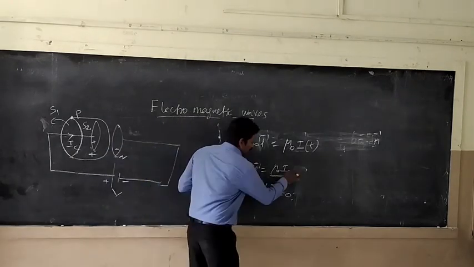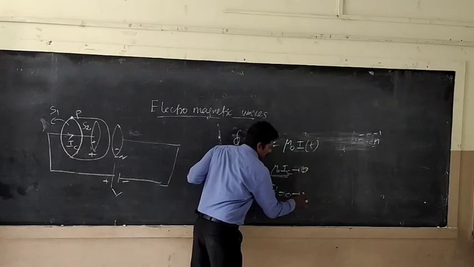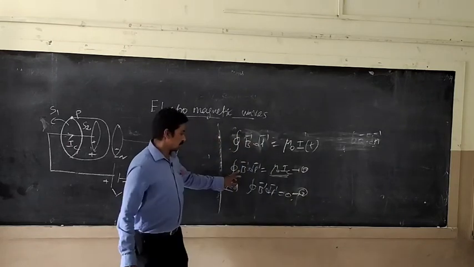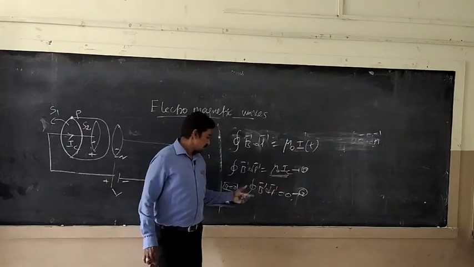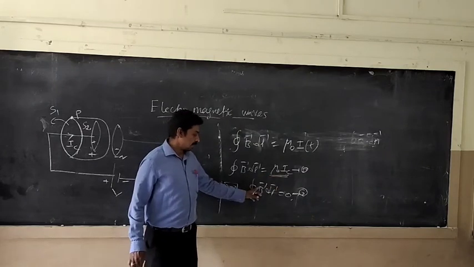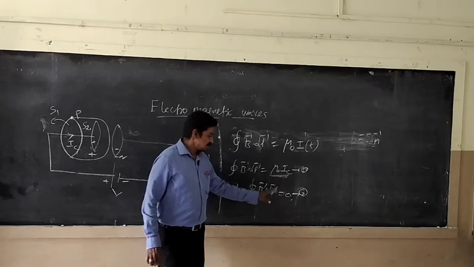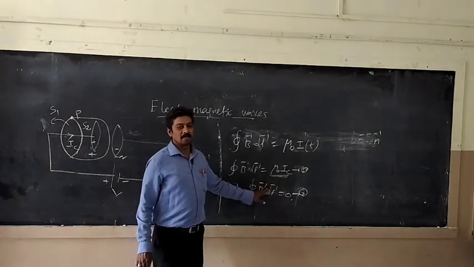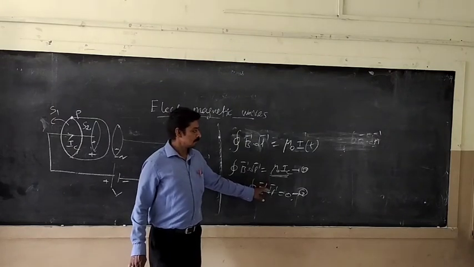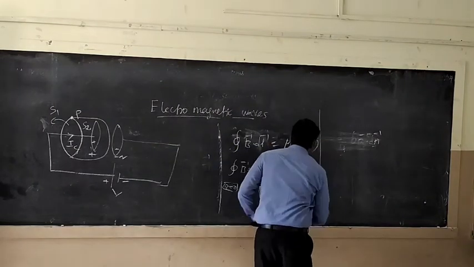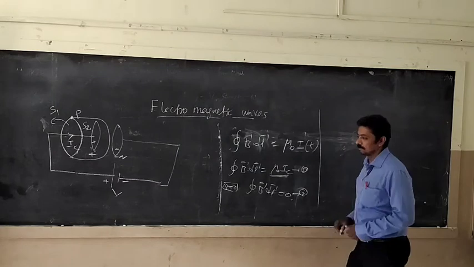So see equation number 1 and equation number 2. Equation number 1 says that closed integral B vector · dl vector is equal to mu naught IC. Here closed integral B vector · dl vector is equal to 0. These two equations give different results, that means an inconsistency. So the inconsistency was solved by James Maxwell.